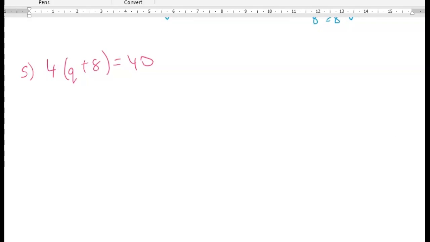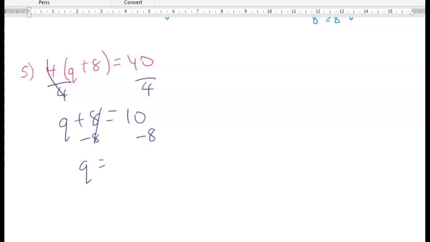All right, so remember this 4 is kind of protecting this bracket, so let's get rid of that first. So it's 4 times, so we're going to divide both sides by 4. And we're left with q plus 8. 40 divided by 4 gives you 10. Now we've got plus 8, so let's subtract 8 from both sides. So that disappears, and then we've got q equals 10 minus 8, which is 2. So that's your final answer.